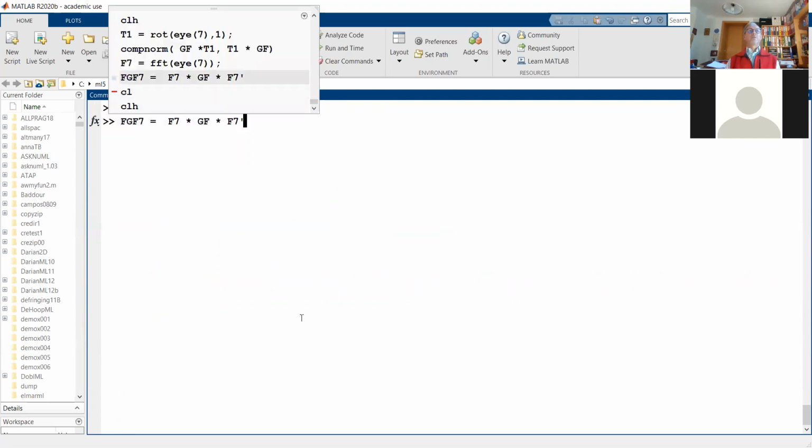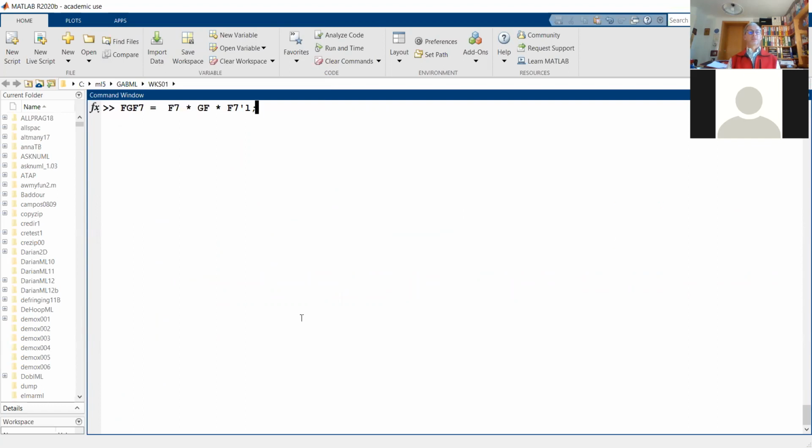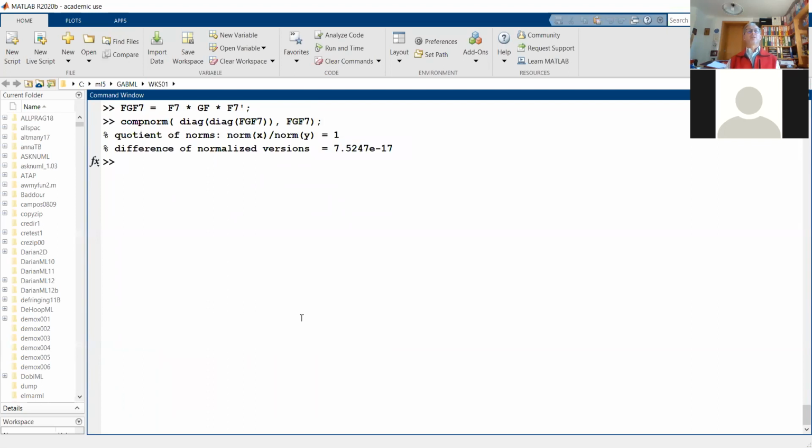So what was the name of the matrix? This was FGF. So I say, is it a diagonal matrix? So I take the diagonal matrix made out of the diagonal of this FGF7 and compare it with the original matrix. So the matrix is a diagonal matrix if the outcome is equal and the error is in the order of numerical precision or so.